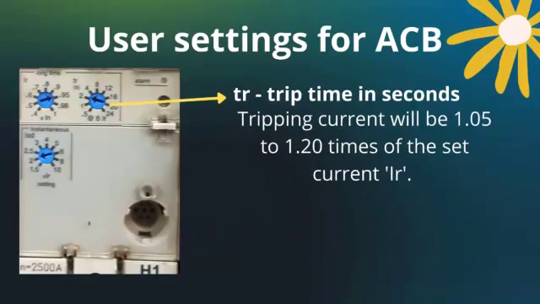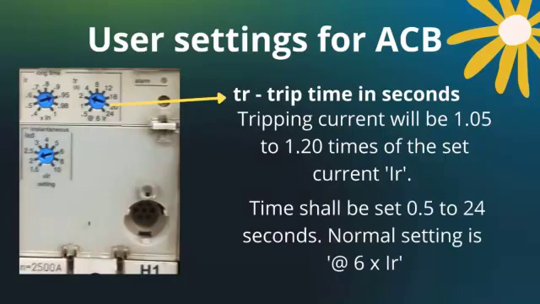TR, trip time in seconds. Normal tripping current will be 1.05 to 1.20 of the set long time current. The available setting for the time shall be from 0.5 to 24 seconds as per user requirement. The normal setting is at 6 times the long time current.